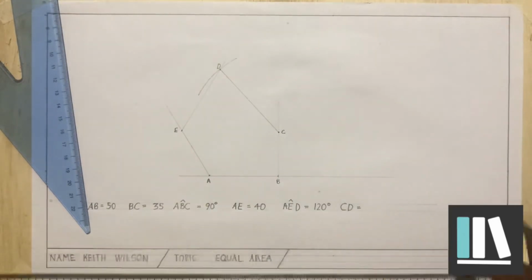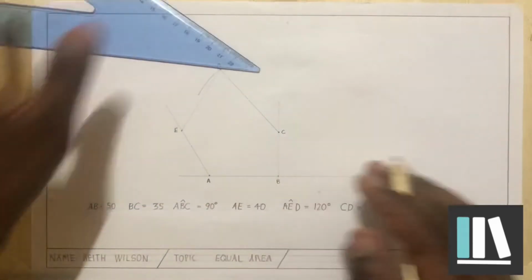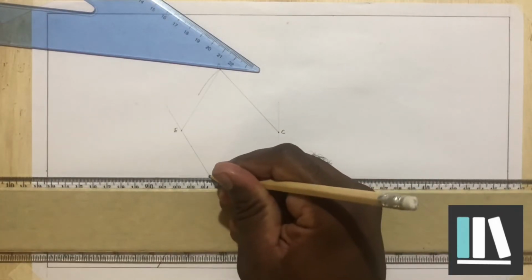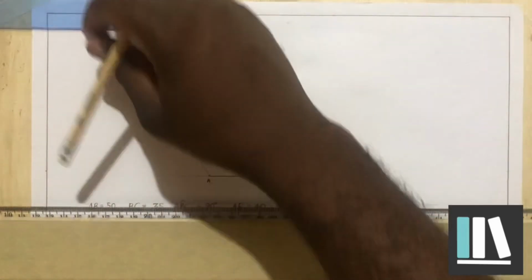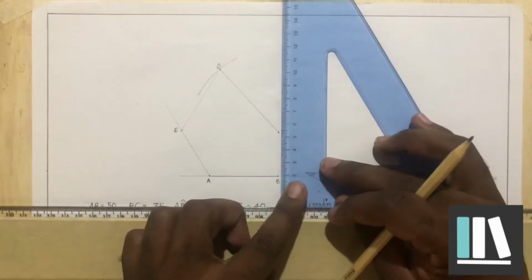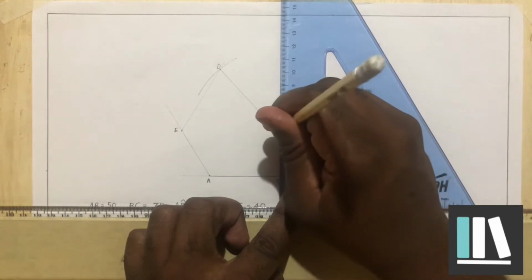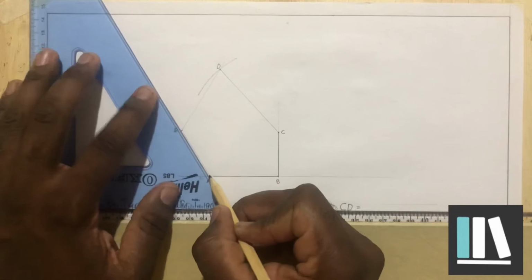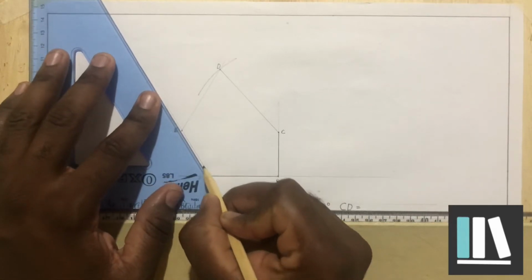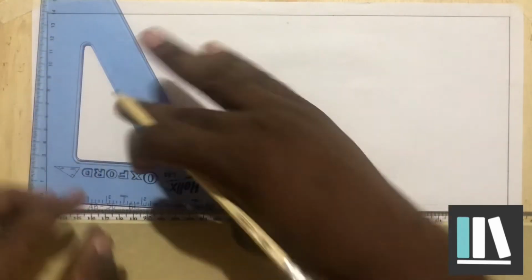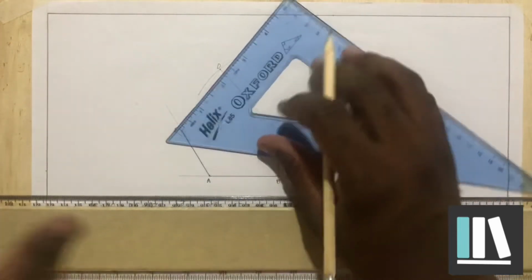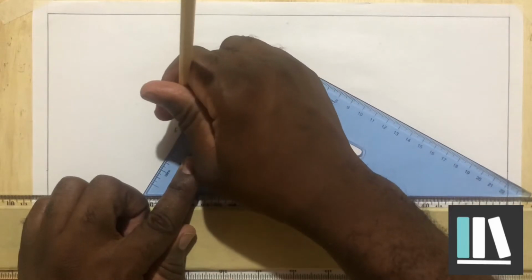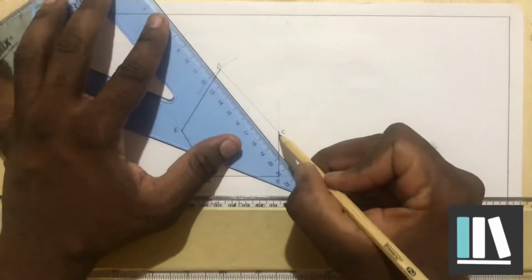All right, so let's brighten that shape. Then we can get to drawing the triangle that is equal in area. Please observe how I am positioning the set square for the various angles, as I'm not constructing them. I'm just using the set square to measure them.